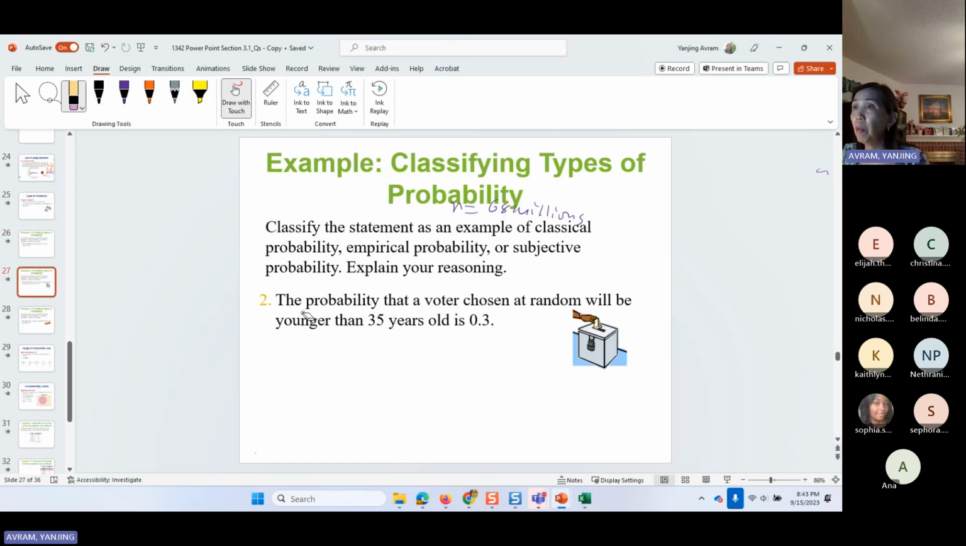All right, so look at it. The probability that a voter chosen at random will be younger than 35 years old is 0.3. What do you think of this one? I would say this one is based on empirical probability, probably based on some kind of result from the past. The result from the past means they already have a statistic for that. So I would say this is mostly empirical probability.